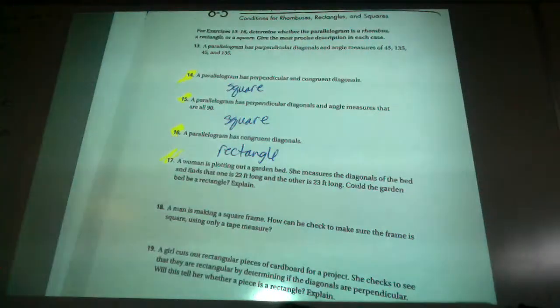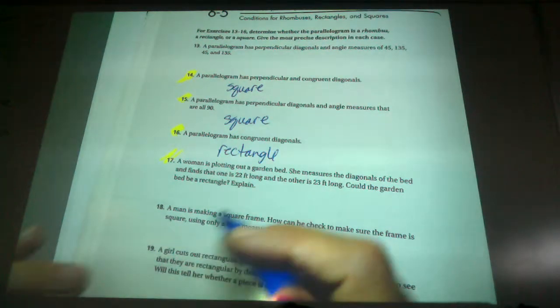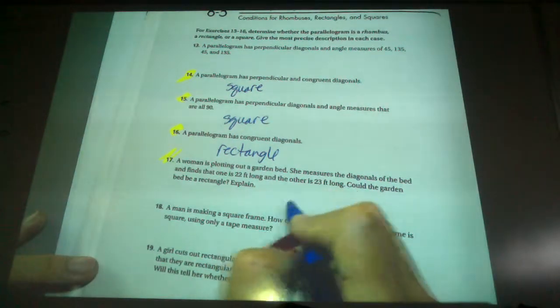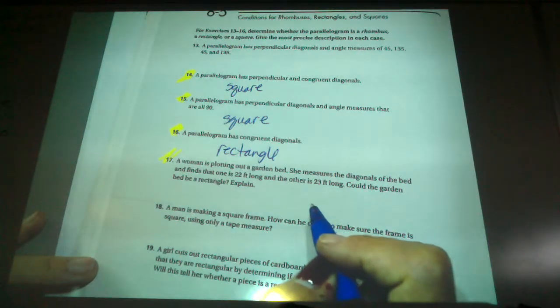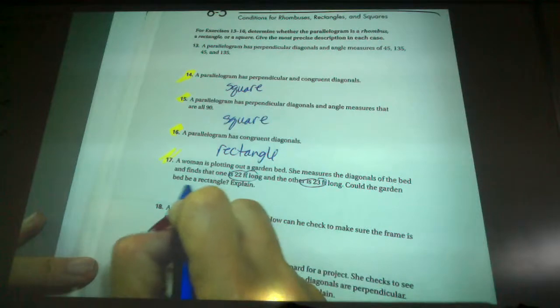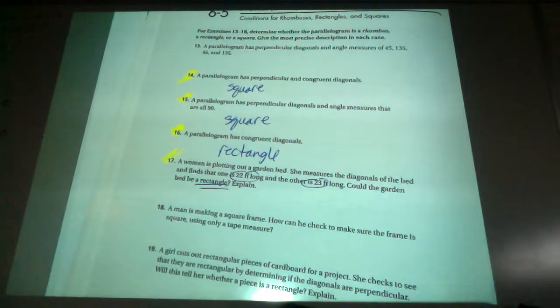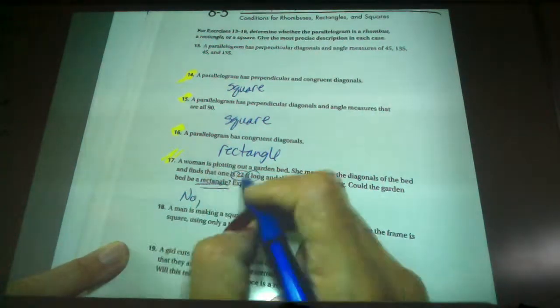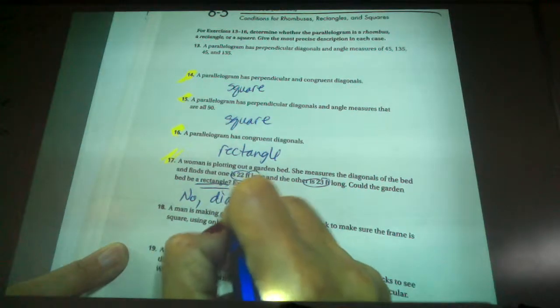Yep. So a woman is plotting out a garden bed. She measures the diagonals of the bed and finds that one is 22 feet long and the other is 23 feet long. Could it be a rectangle? What do you know about the diagonals of a rectangle? They're congruent, so could it be? No. So answer no. Diagonals must be congruent.